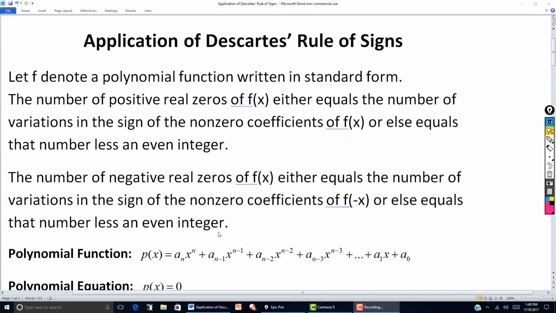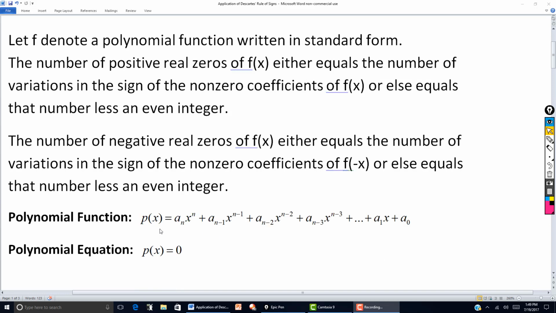Before I look at some details or examples, here's your polynomial f of x. The exponents n minus 1, n minus 2, those have to be non-negative, and the coefficients a sub n minus 1 and so on are real. So that's the polynomial. If I set that equal to 0, then I have an equation.